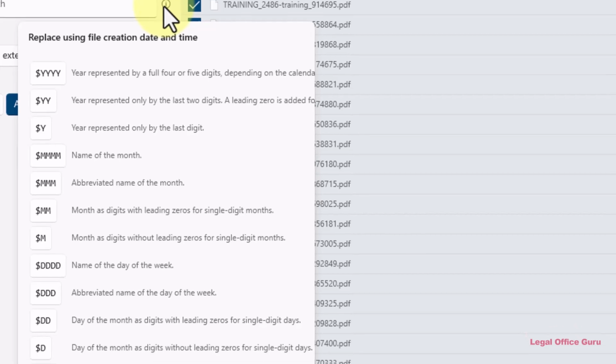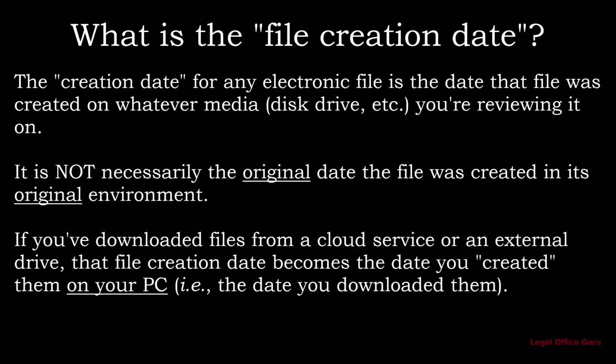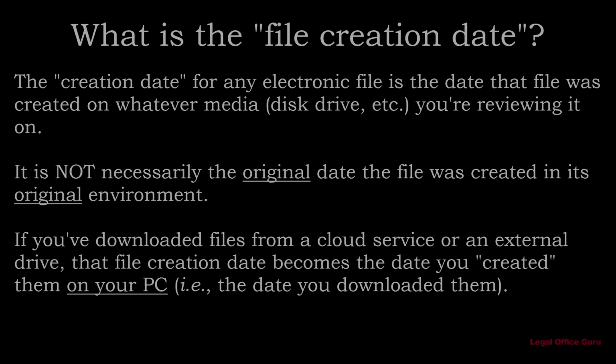Feel free to explore these on your own. I'm going to demonstrate some of these later in this video. We've got a number of ways we can embed the file creation date. Before we go any further, let's talk about what that file creation date means and what it doesn't mean. File creation date is the date and time the file was created on whatever storage media it's being accessed on. That means if you downloaded these files from another source, the file creation date is going to be the date and time you downloaded them, not the date and time the original creator of that file created it.